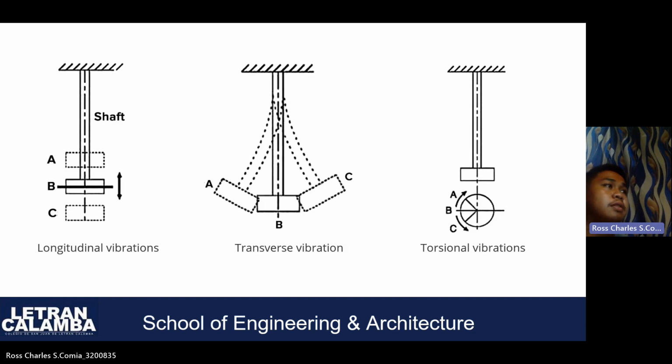So the first one is the longitudinal vibrations. As you can see, these move parallel to the axis. For the transverse vibration, the disc moves perpendicular to the axis. For the last one, the torsional vibrations, the disc moves in a circle about the axis.